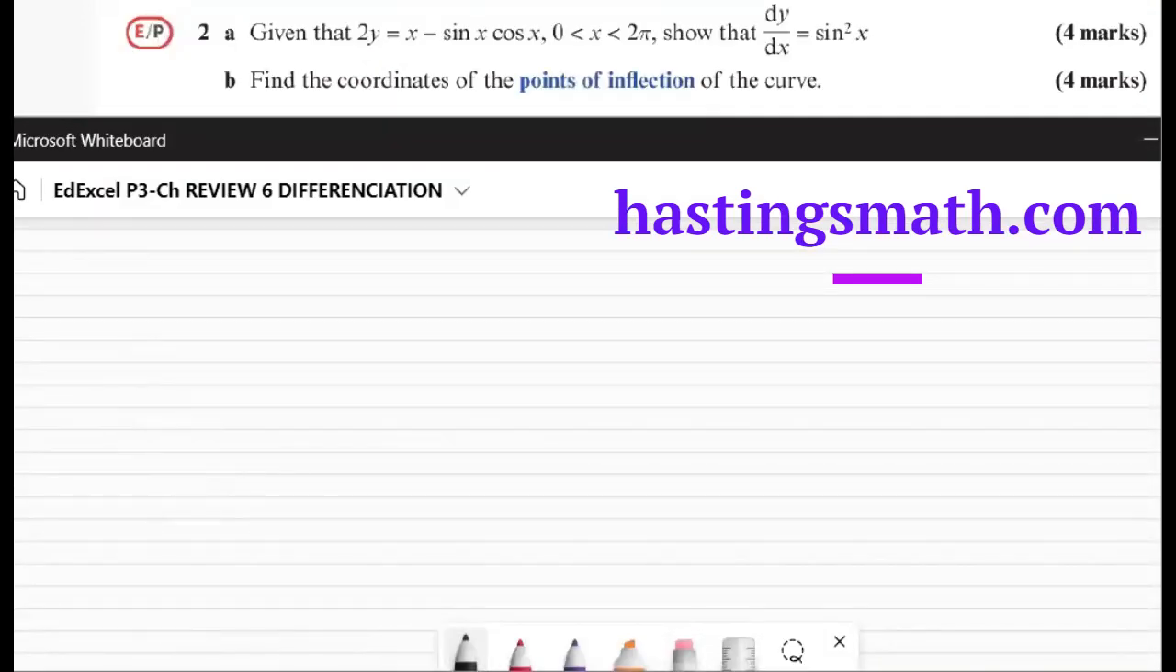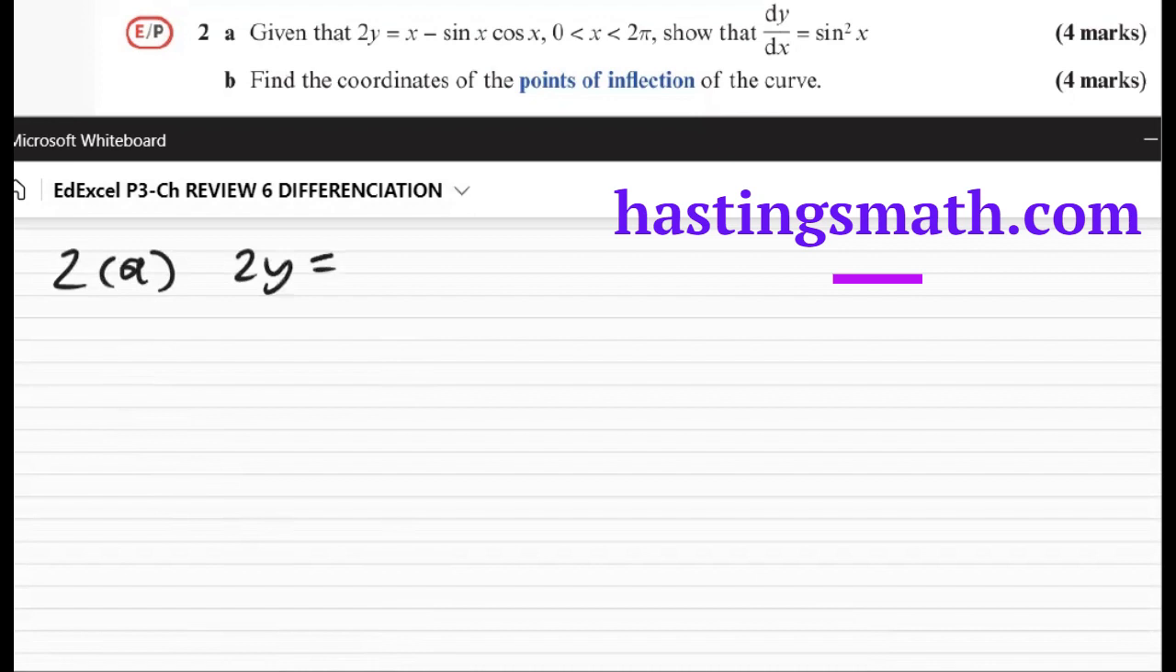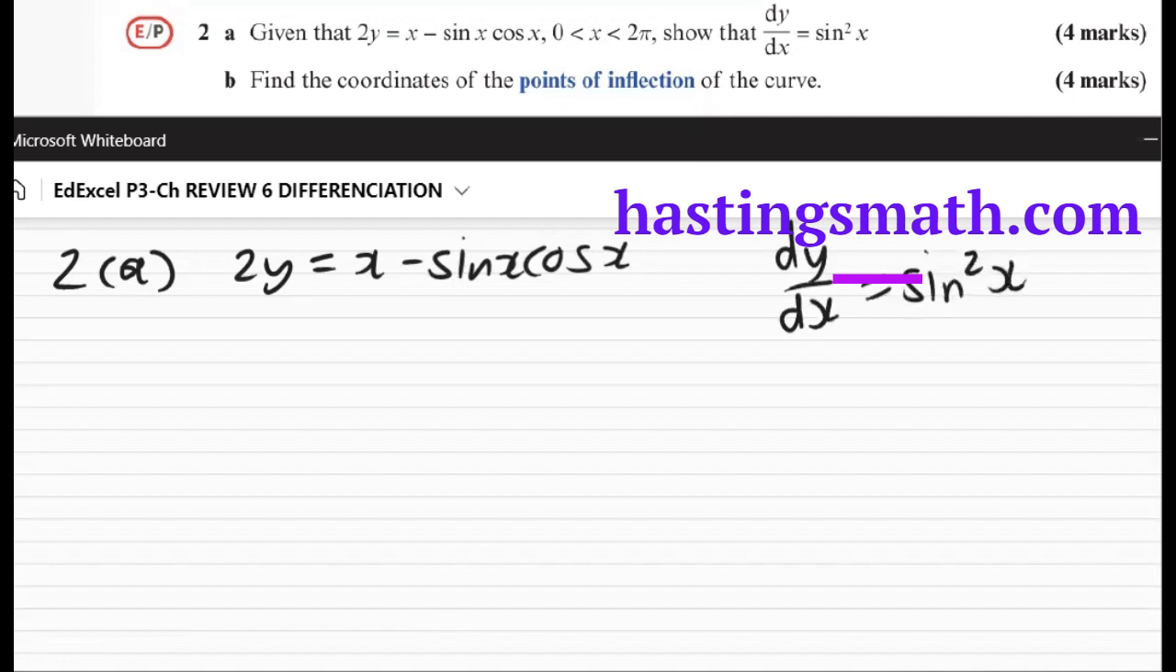Question 2. Question 2a, we're looking at this question. Given that 2y is equal to x minus sine x cos x, then they've x is between 0 and 2 pi, so 0, 360. So the question is, we have to show that dy dx is equal to sine squared x.